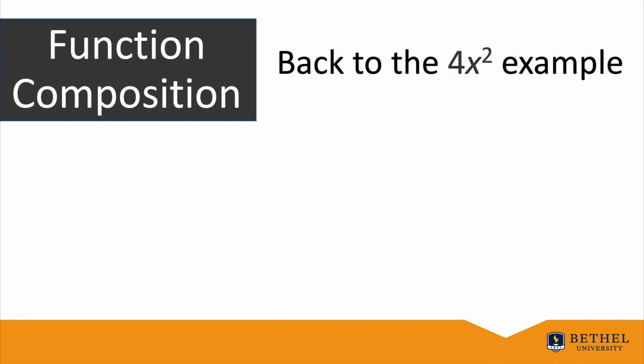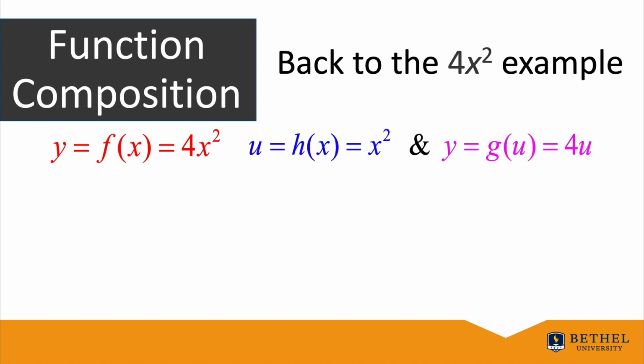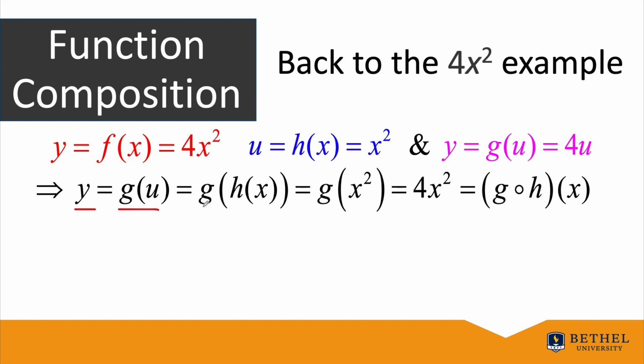Let's go back to the 4x squared example. Our function is y equals f of x equals 4x squared. We'd like to write this as the composition of 2 simpler functions. The operation that gets done first is x squared. After that, we multiply by 4. Our inner function that gets done first is u equals h of x equals x squared, and our outer function that gets done second is y equals g of u equals 4 times u. When we compose these, we get y equals g of u equals g of h of x. H of x is x squared, so that's the same as g of x squared. In the formula for g, replace u with x squared to get 4x squared. This is g compose h of x.